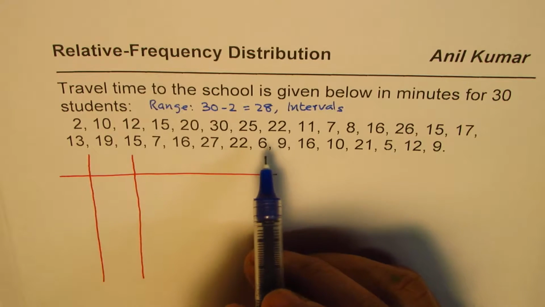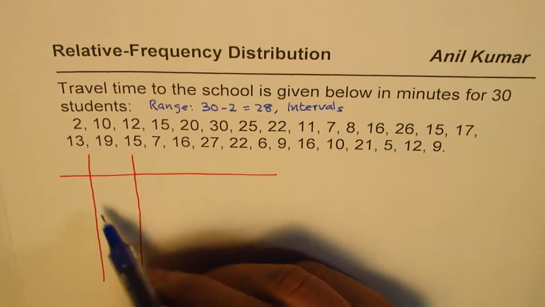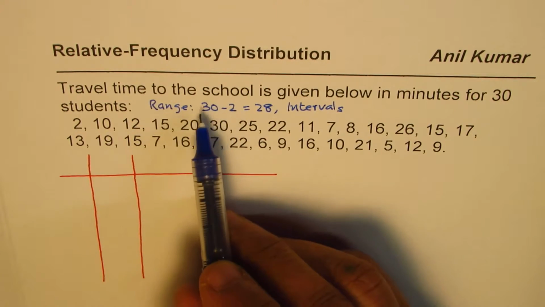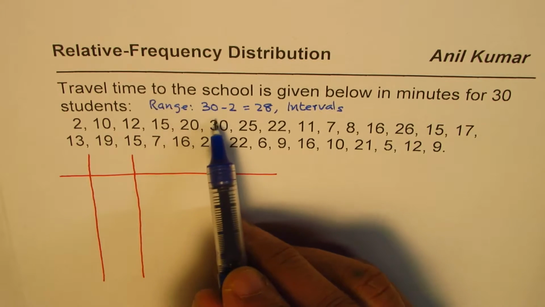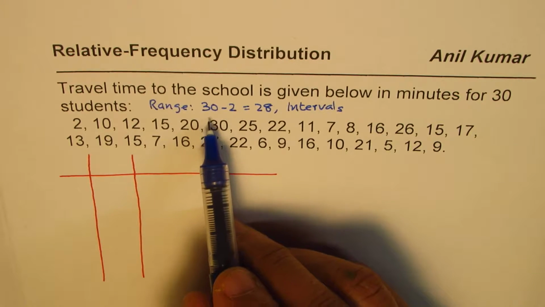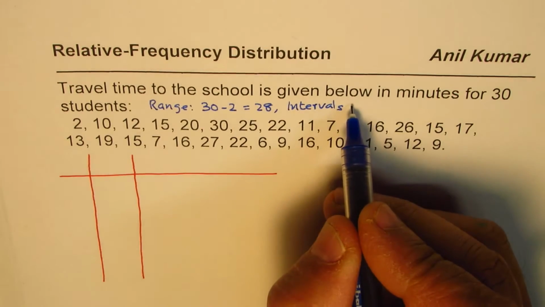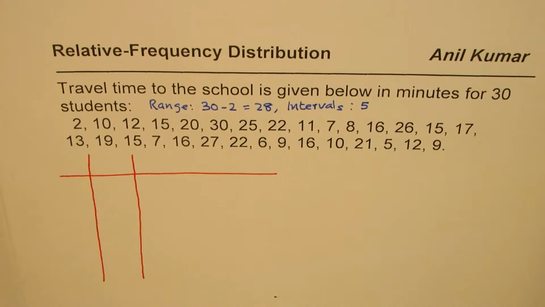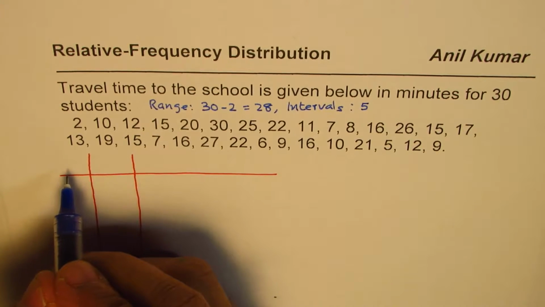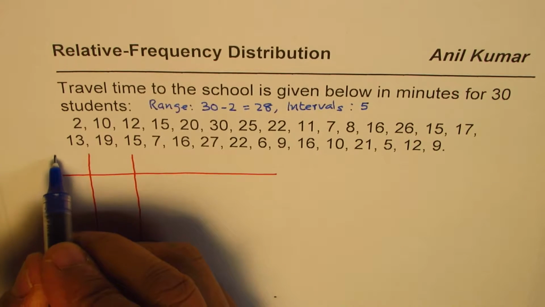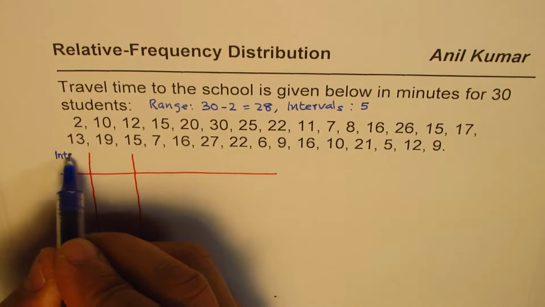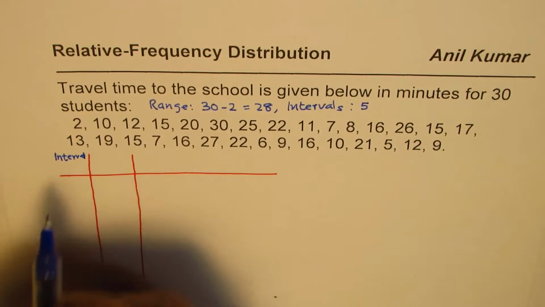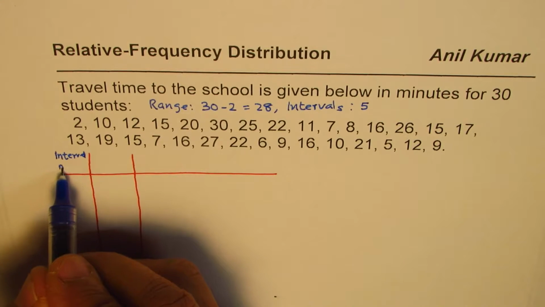In such cases, what we are looking for is groups of around 5 or 6 is good. So if I divide 30 by 5 or 6, I get a number close to 5. So we decide that we'll take intervals of 5, right? So that is how you choose the interval. Once you have selected the interval, you can now write down the time duration here. So we'll call them intervals, which we have selected, in time in minutes.